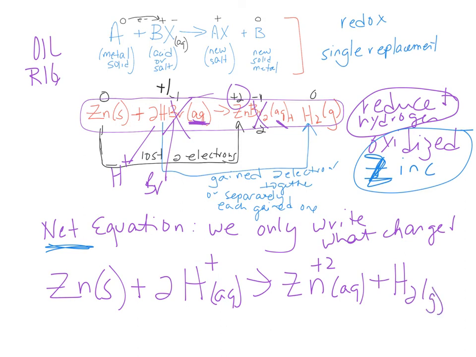So this is our net ionic equation. We don't write the bromide ion here or here because its oxidation number doesn't change. Nothing's changing about the bromide. Net means you only write what changed.